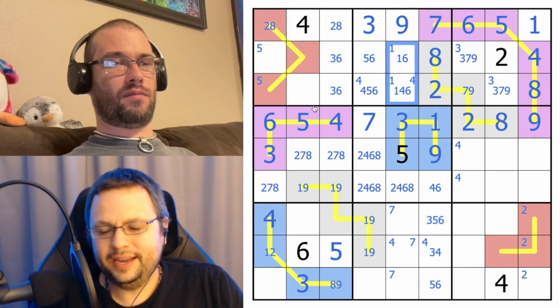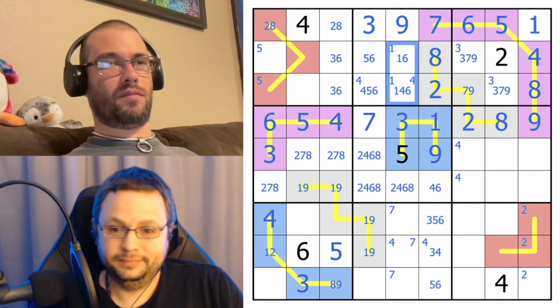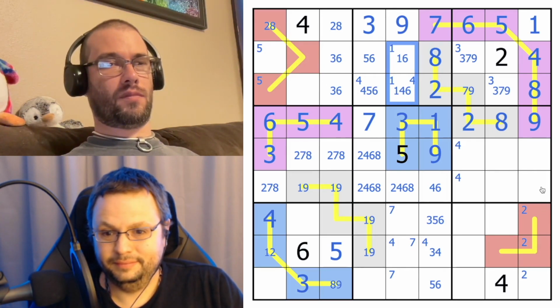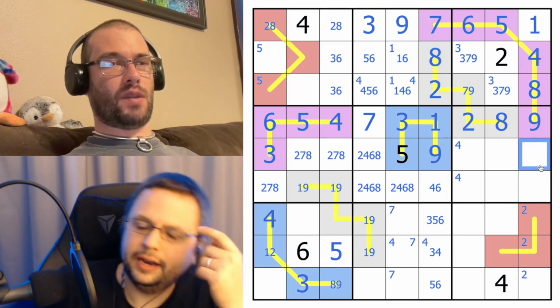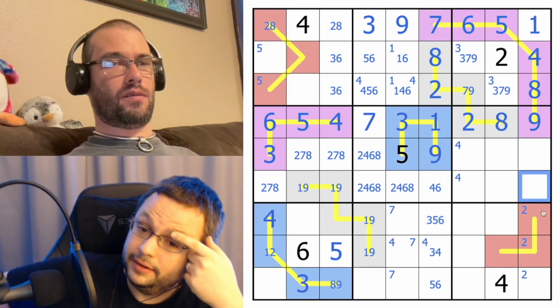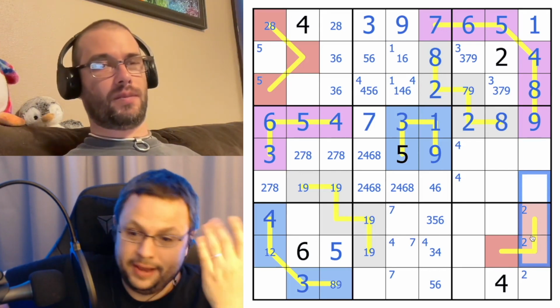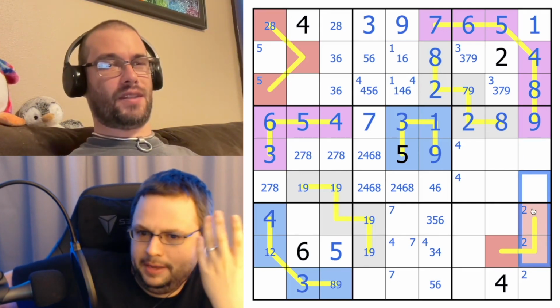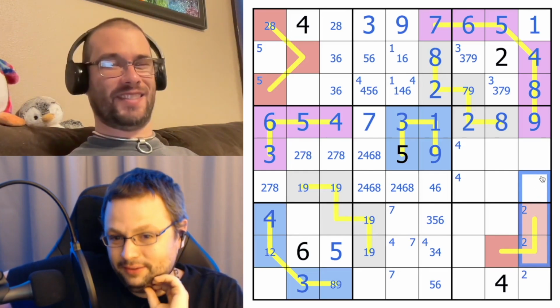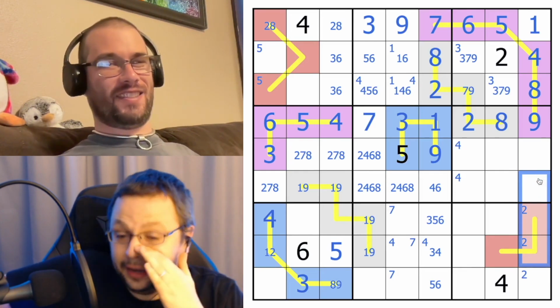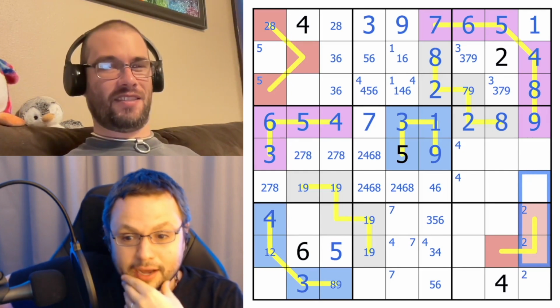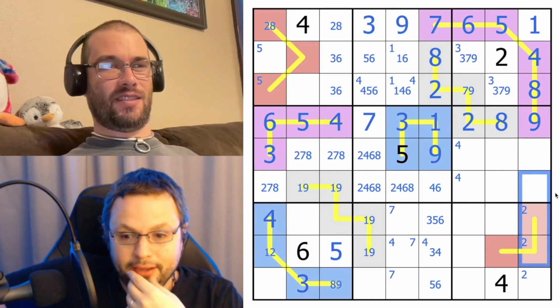Where is 3 in column 9? Oh, darn it. It could go on the red line. Never mind. I don't know why I was just saying, well, obviously it doesn't go on the red line. It's red, apparently. It's in one of these? Yeah, it's in one of those. So that is not as exciting as it was in my head. I will fully fess up to that.